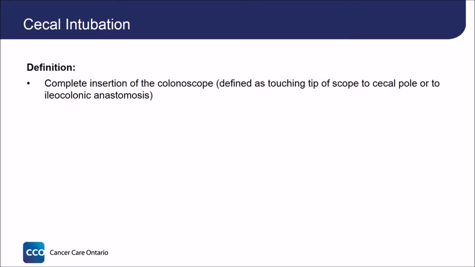Cecal intubation is the complete insertion of the colonoscope such that the end of the scope touches the cecal pole and the cecum is completely visualized, including behind the ileocecal valve. In patients who have had a cecal resection, completion is defined as reaching the ileocolonic anastomosis.